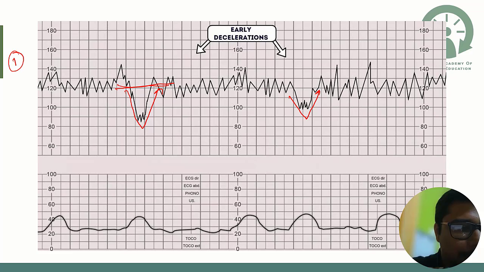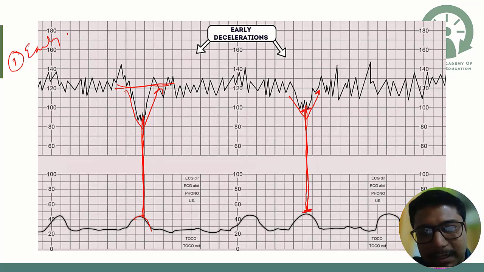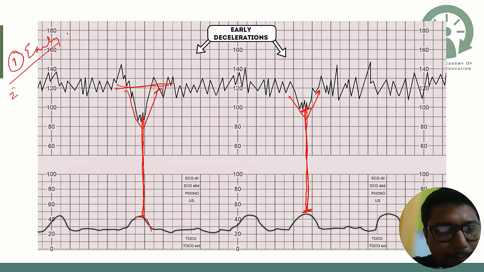One which comes with the contraction, which we call the early deceleration. See, if you see the peak of this contraction and the nadir of the deceleration, they are corresponding. So basically they are mirror images of each other. So that is what is early deceleration.